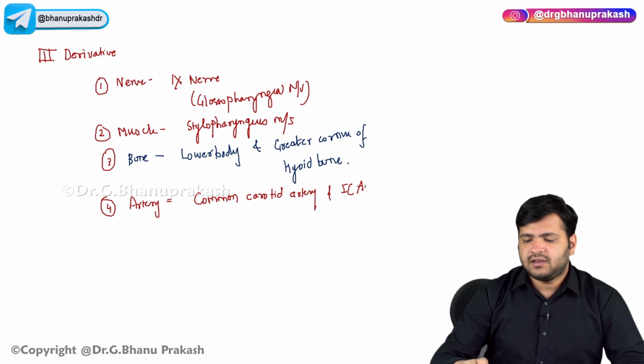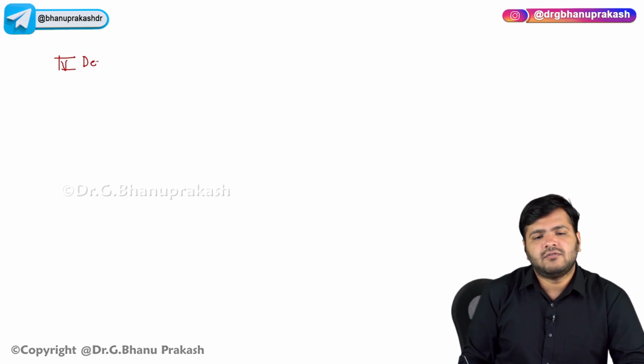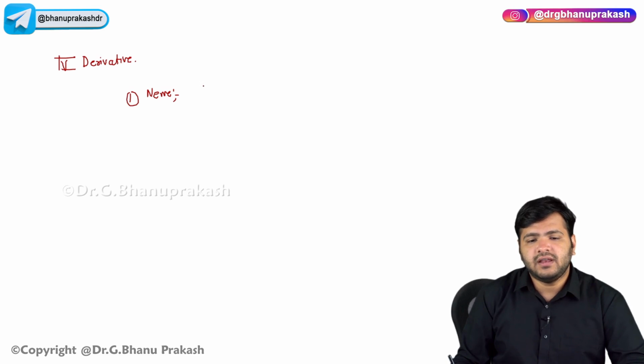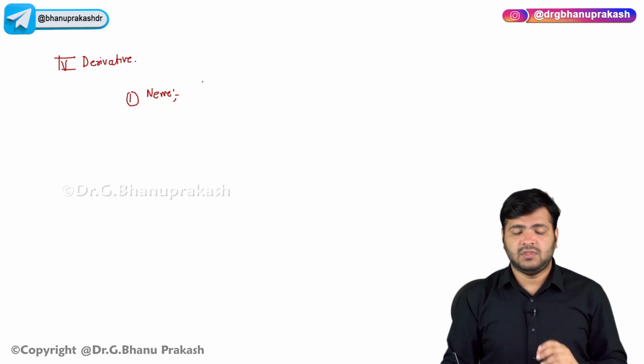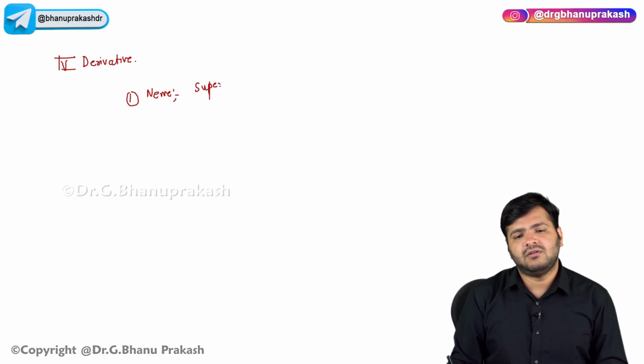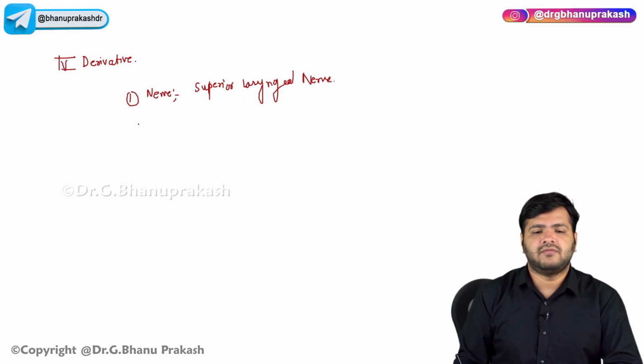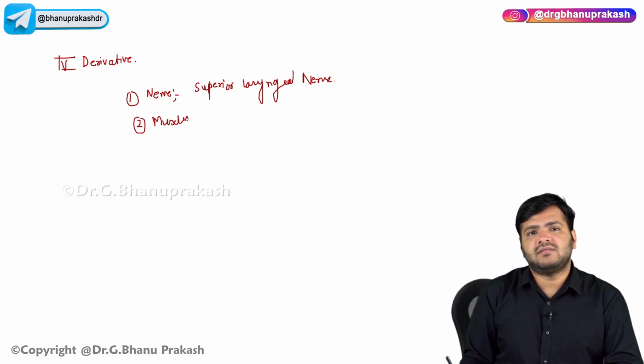Now coming on to the fourth arch derivative. Basically the nerve which is supplying over here is the superior laryngeal nerve, a branch of the vagus nerve. The muscle which you will get over here is the cricothyroid muscle.